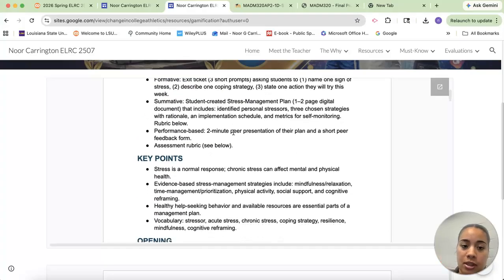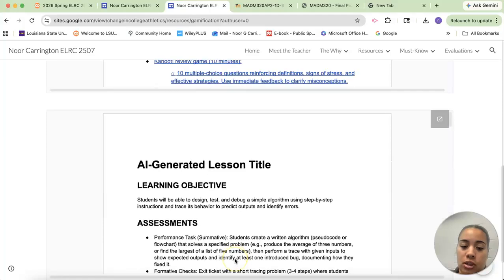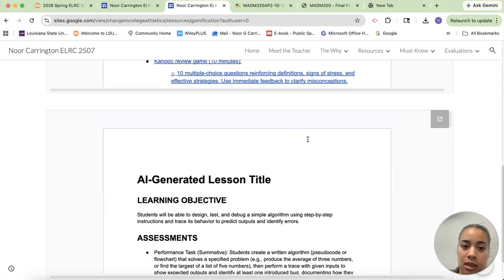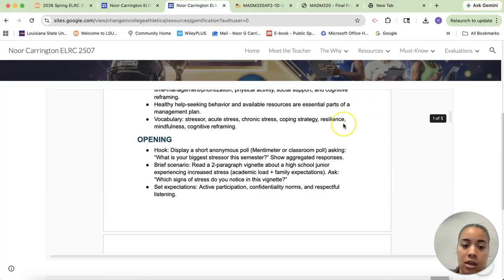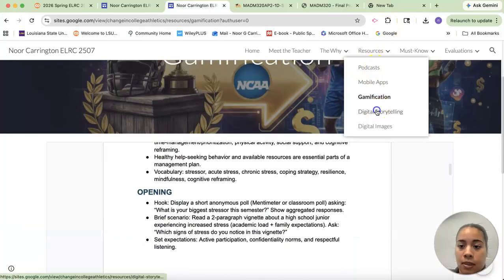Then we had the gamification, where we made a whole lesson plan, which was really cool to see, and would definitely be helpful to use as a teacher when it comes to making lessons, because this was just a really easy way to generate a whole lesson.